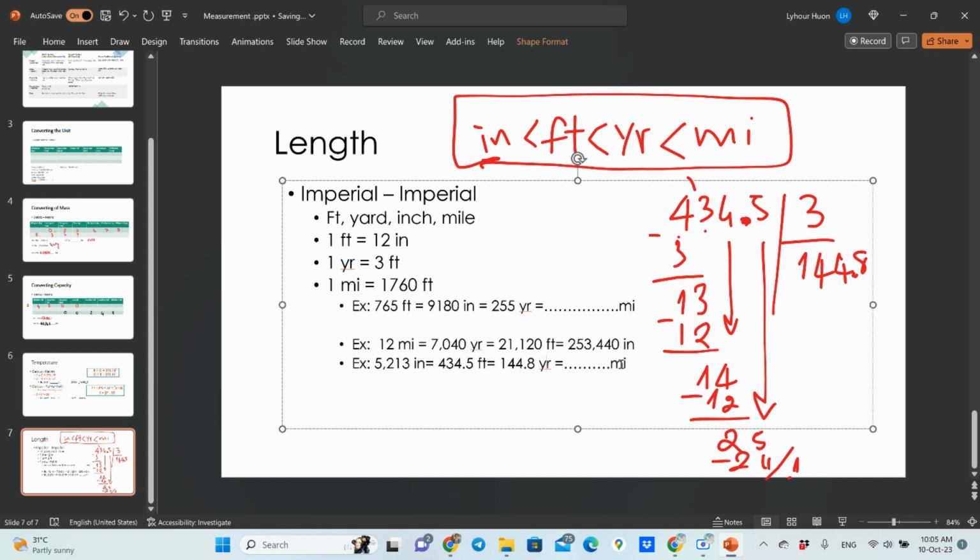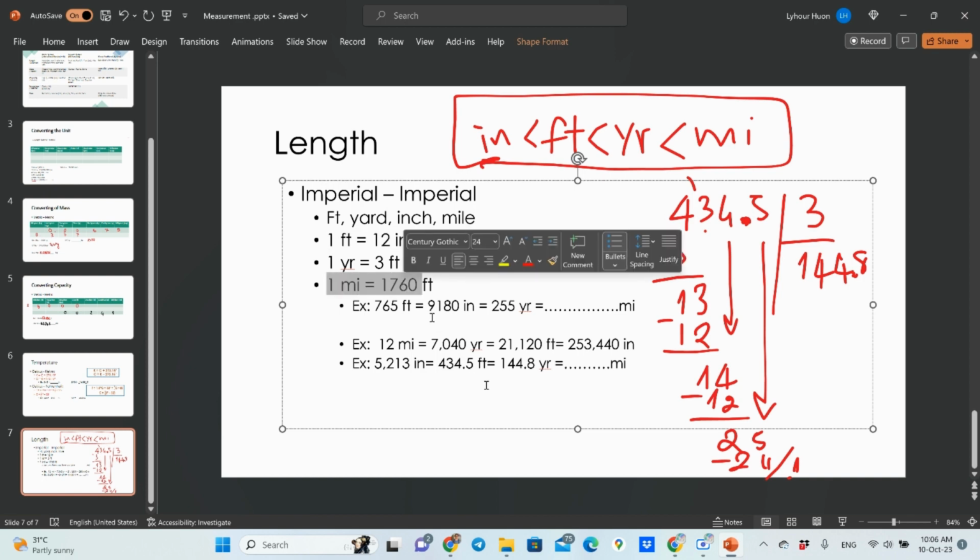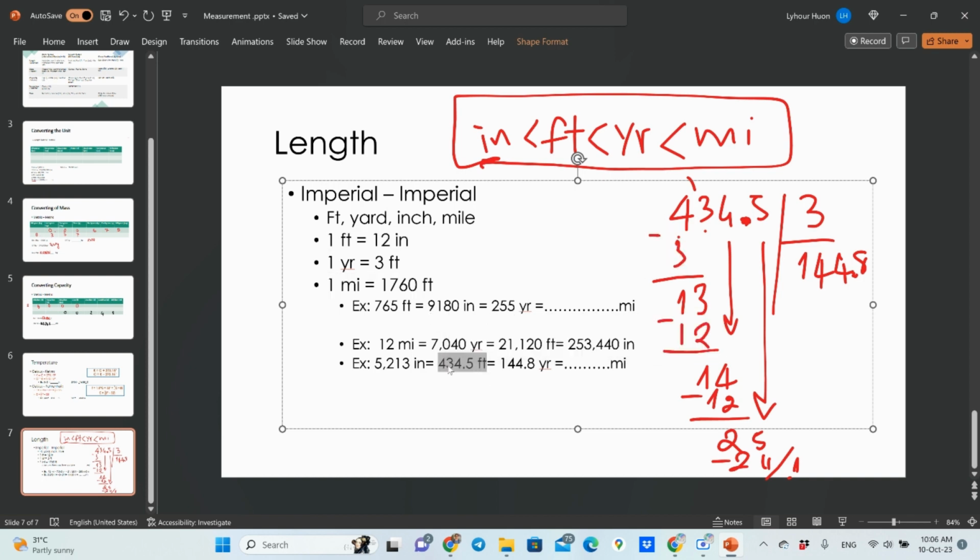From yards to mile. Do we have yard to miles? Do we have a unit conversion from yard to miles? No. So what should we be converting from? Inches to mile? Feet to mile? Mile to feet, yeah, mile to feet. So we need to convert from here to here.